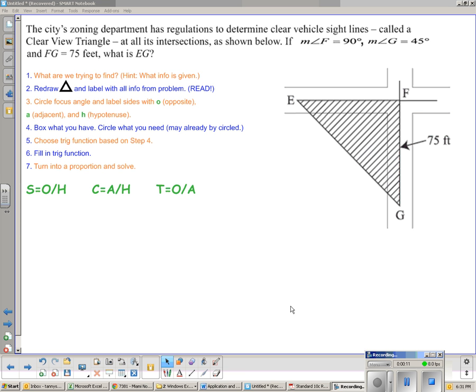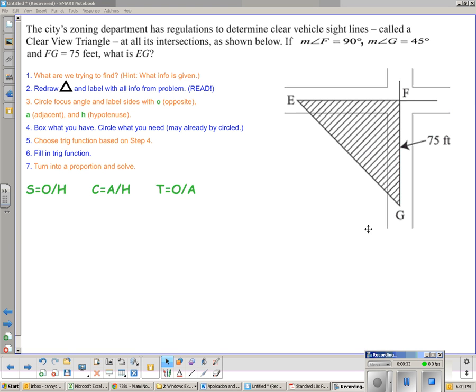The city zoning department has regulations to determine clear vehicle sight lines, called a clear view triangle, at all of its intersections as shown below. Here and here. If the measure of angle F is 90 degrees, the measure of angle G is 45 degrees, and FG is 75 feet, what is EG?